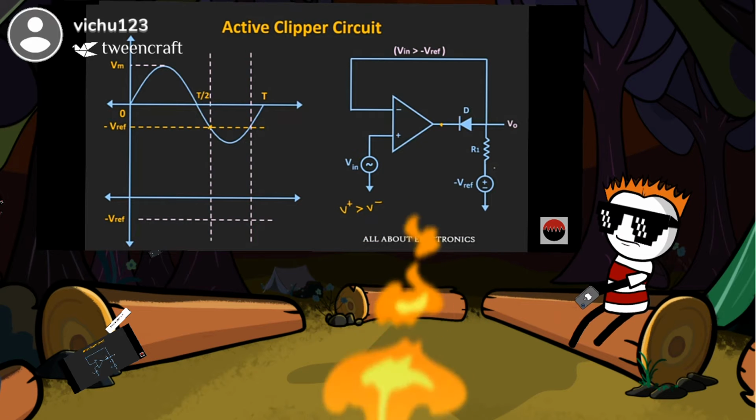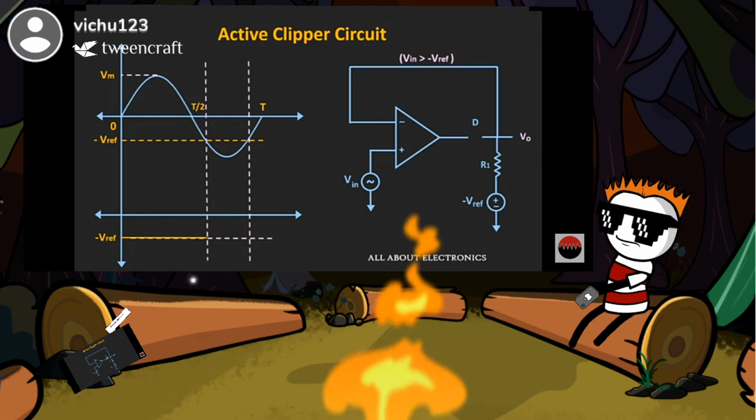Here, the input voltage is greater than the reference voltage. So the output of the op-amp is plus Vsat. So the diode acts as an open circuit. When the input voltage is greater than the reference voltage, the diode acts as an open circuit, and the output voltage is equal to the reference voltage. We see it in the graph too.